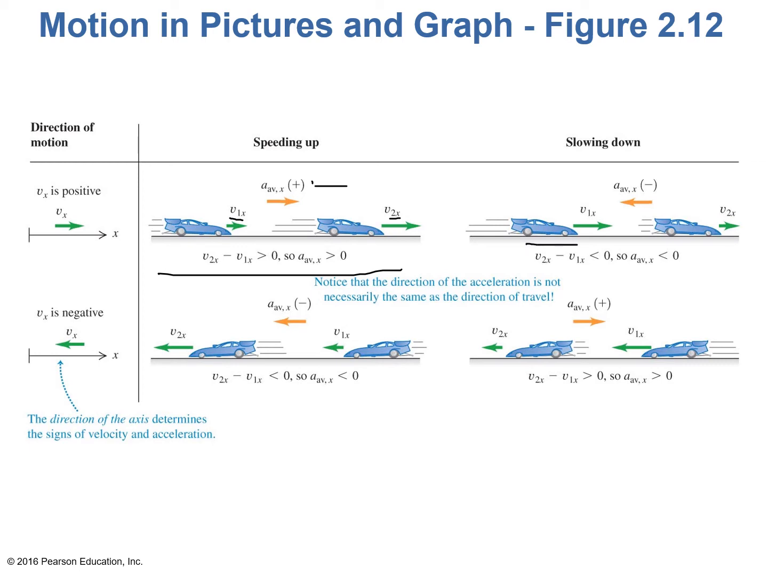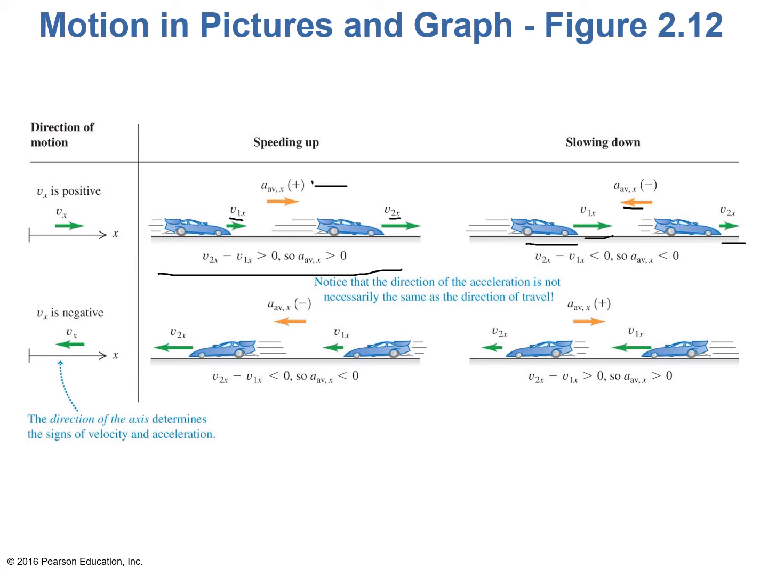If that same car had an initial velocity, as shown up in the upper right here, but then as it travels to the right, its velocity is decreasing, well, it's braking or it's decelerating. And so it has a negative acceleration, or as you can see here, the acceleration is to the left.